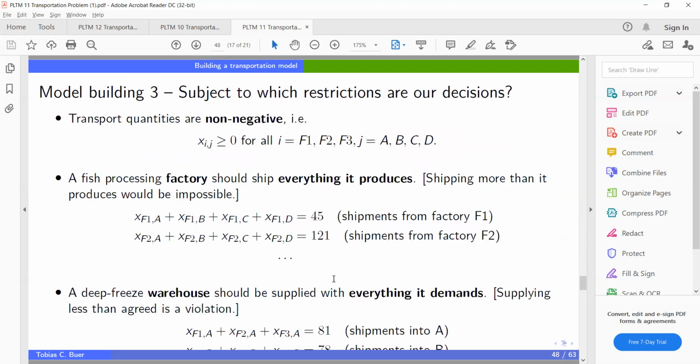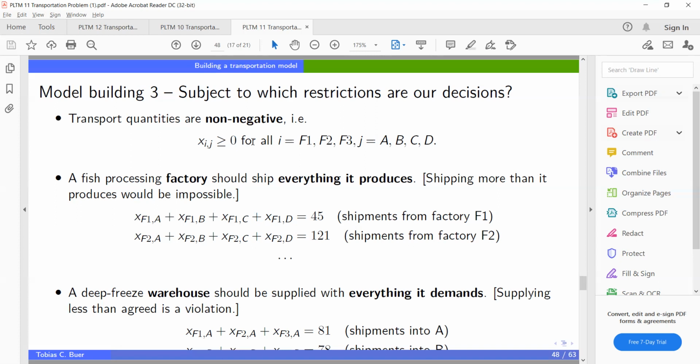Okay, we need more. We need to formulate what we call restrictions on our decisions. So first of all, we need to write in mathematical terms that we only want to look at positive transport quantities. So we accept 0, the values of our decision variables have to be greater or equal to 0. They can have the value 0 or positive values. But it is not allowed that our decision variables have negative values.